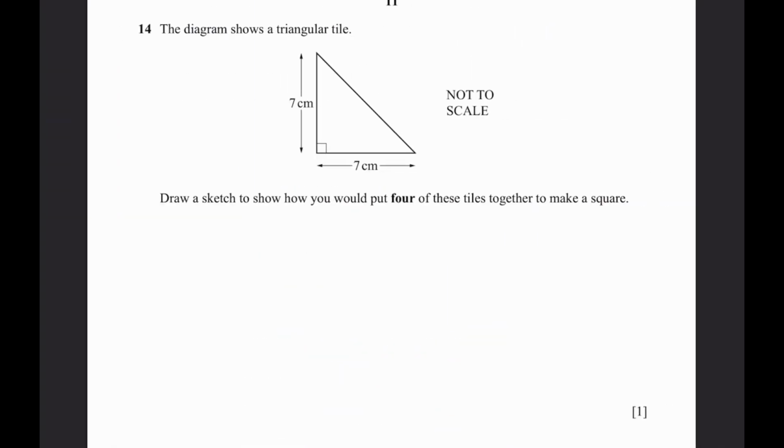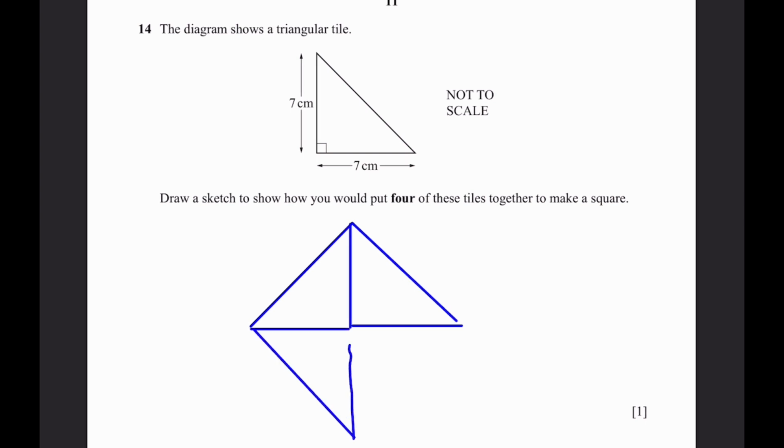Question 14. The diagram shows a triangular tile. Draw a sketch to show how you would put 4 of these tiles together to make a square. So what we need to do is we should make a square with all the lengths the same. I'll draw this and then show you how it's actually a square. This is not to scale because it's just a sketch. It's not an actual measurement. As you can see, my lines are quite bad.